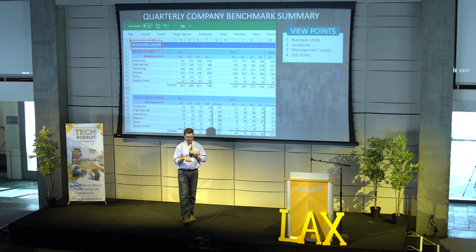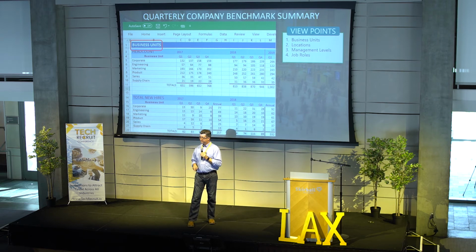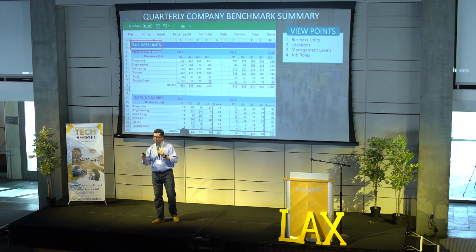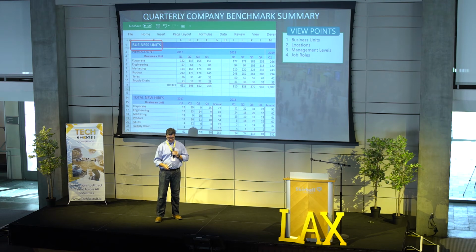You'll see in that first column, there's 6 generic business units. It's an Excel file again. That's the business unit tab. You have your locations tab, your management roles tab, and the job roles tab. Job roles gets a little funky because some companies go a little bit crazy with what they call job roles, but the first 3 are pretty easy to do.